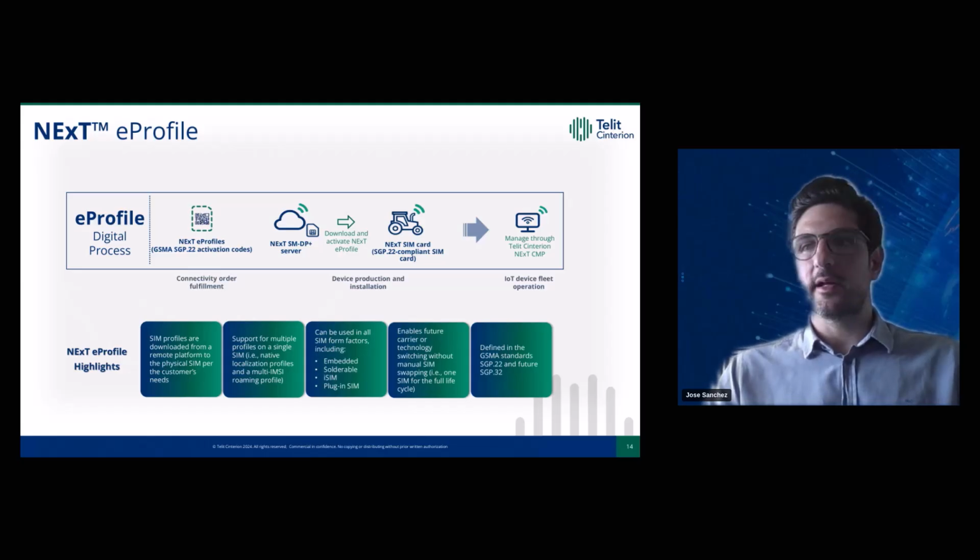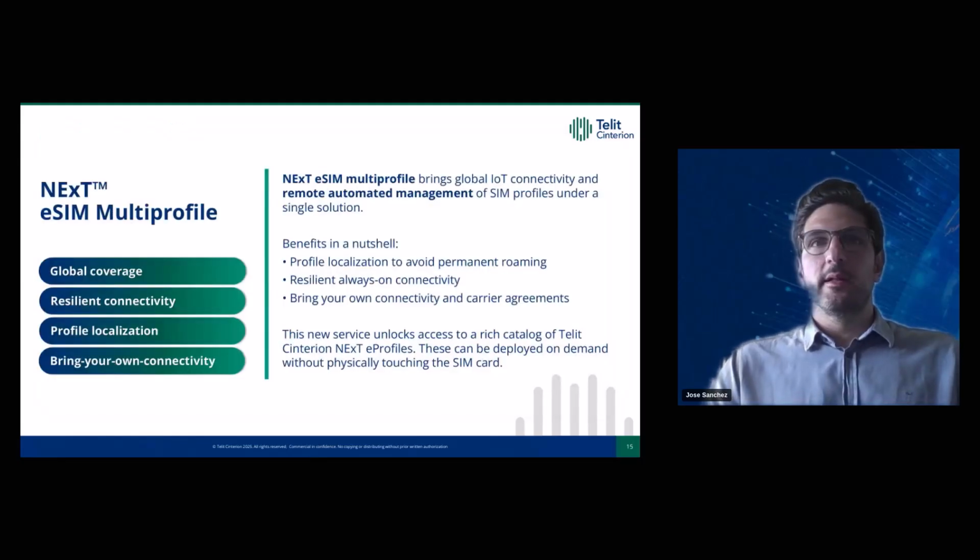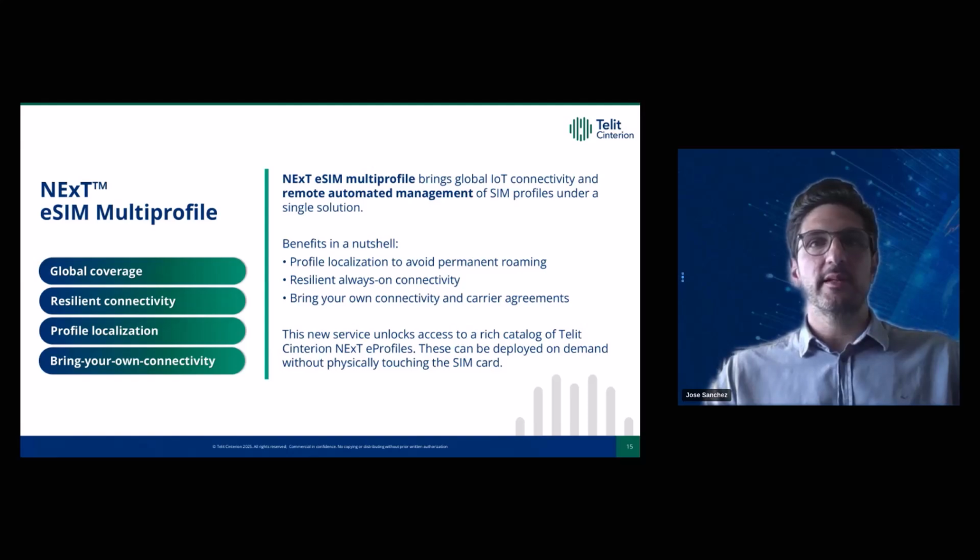The second pillar is what we call eSIM multi-profile. The eSIM multi-profile is a global connectivity solution that is running on an eSIM and provides global coverage, resilient connectivity, the ability to do profile localization in countries with permanent roaming restrictions, or the ability to bring your own connectivity, even in case you already have existing agreements. You can bring your own connectivity into the mix.